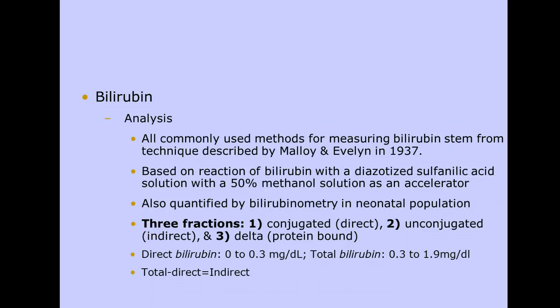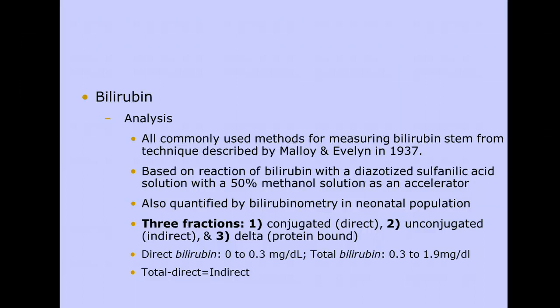You should know that the direct bilirubin is 0 to 0.3 milligrams per deciliter. The total bilirubin is 0.3 to 1.9 milligrams per deciliter. What we do in the lab is, in most cases, a total bilirubin and a direct bilirubin.